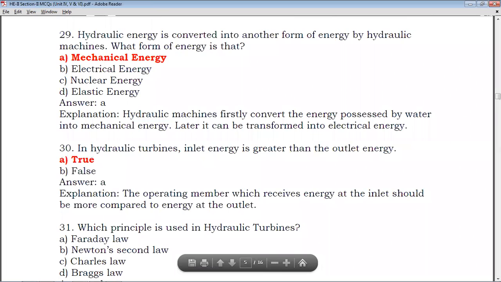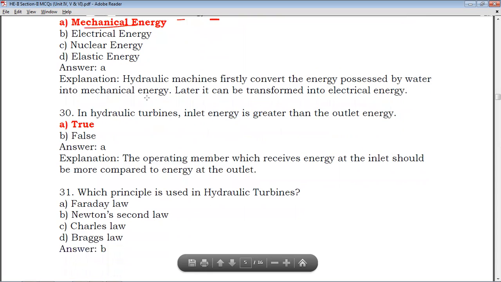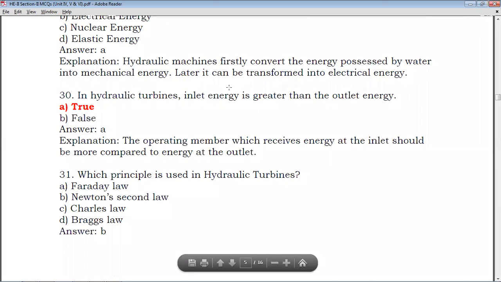Hydraulic energy is converted into another form of energy by hydraulic machines. What form of energy is this? So in a hydraulic machine, hydraulic energy first gets converted into mechanical energy. Always first it is going to get converted into mechanical energy, and later it can be transformed into electrical energy.